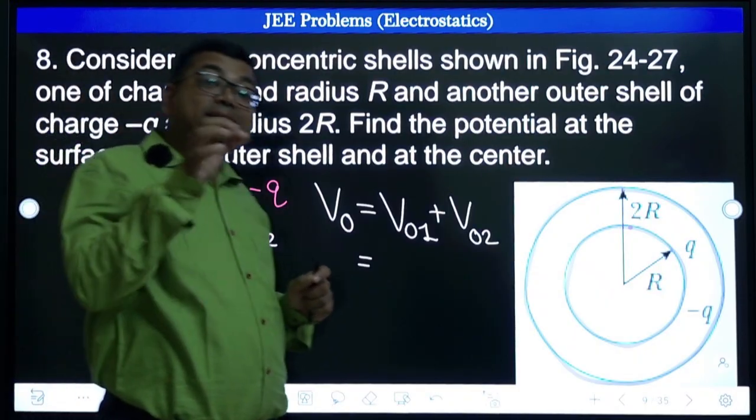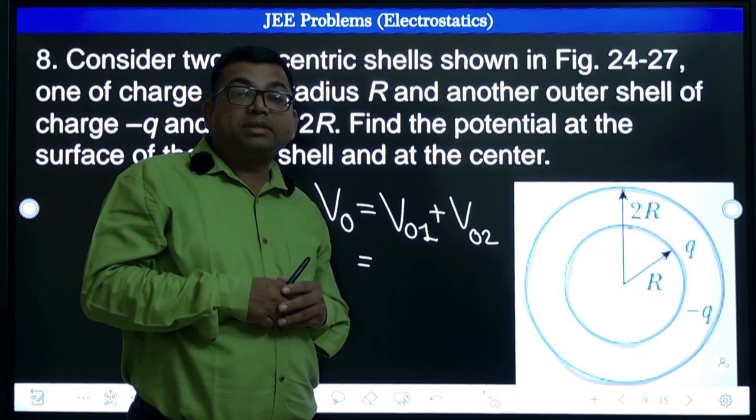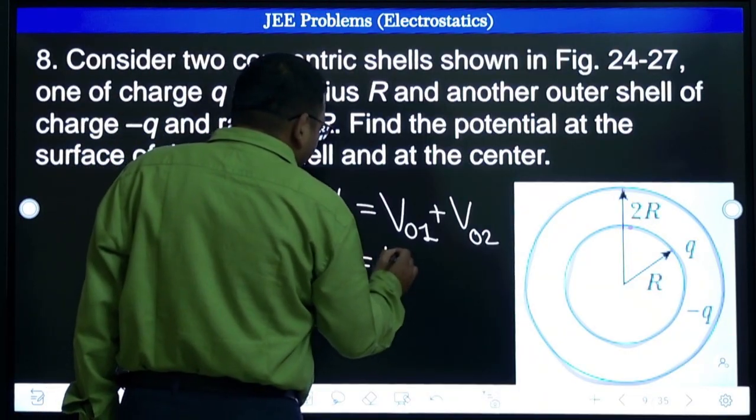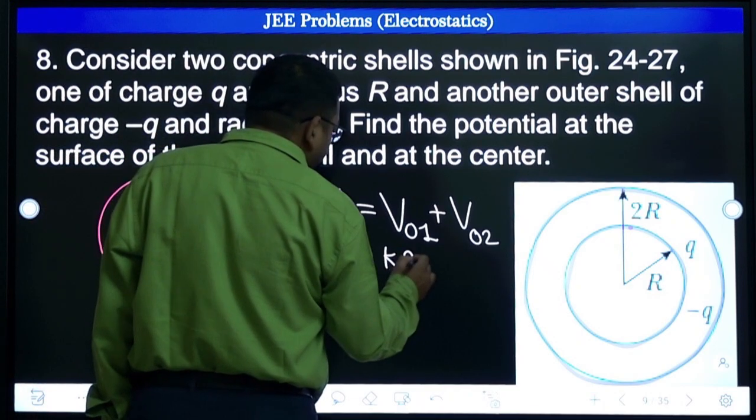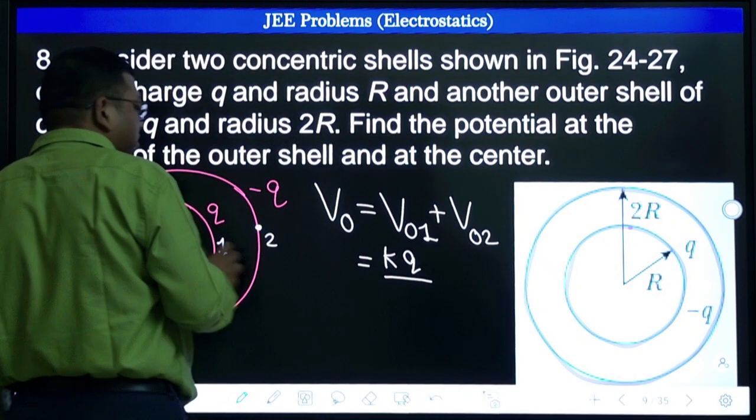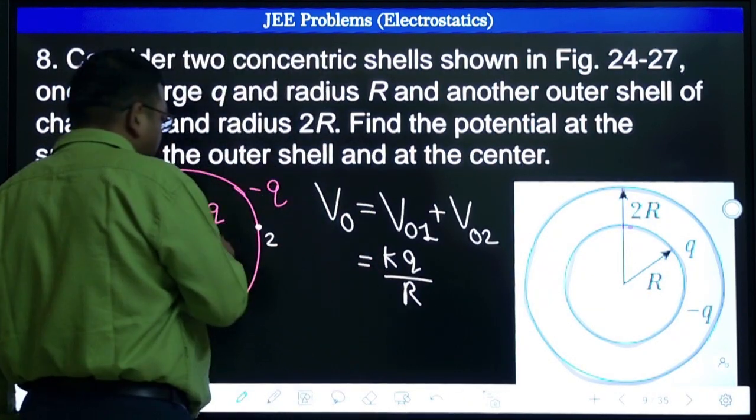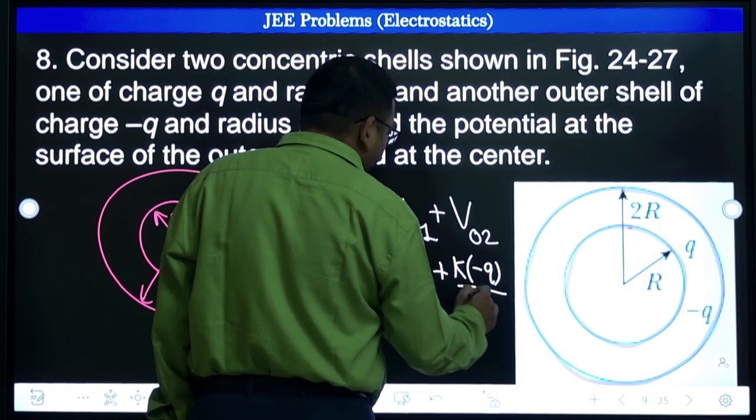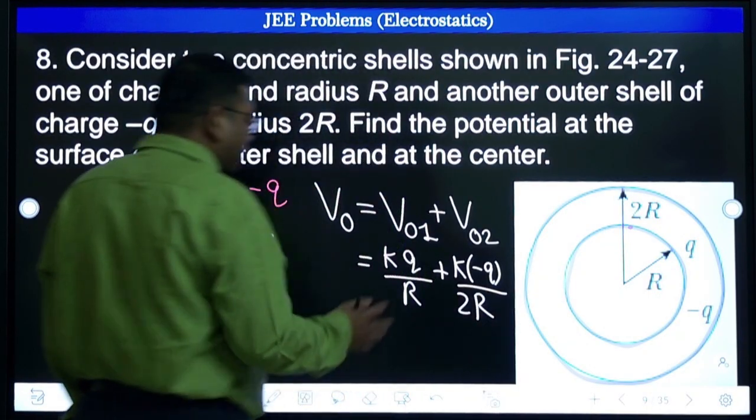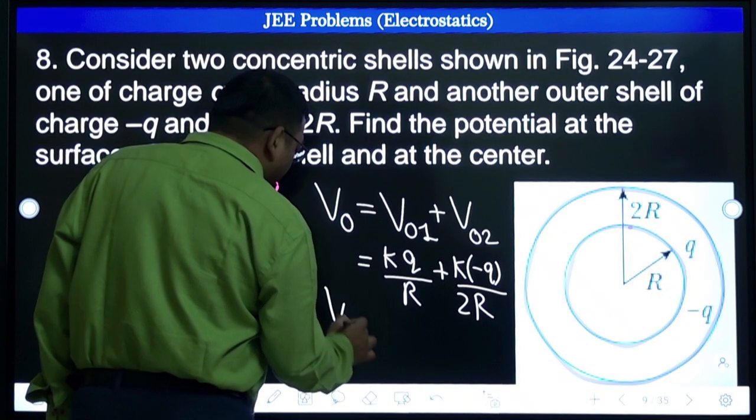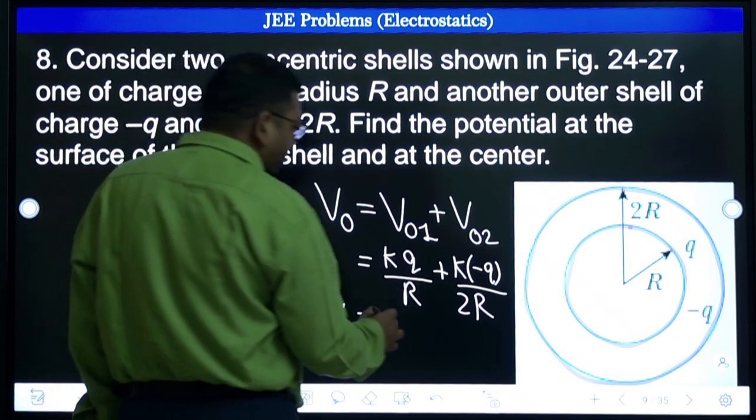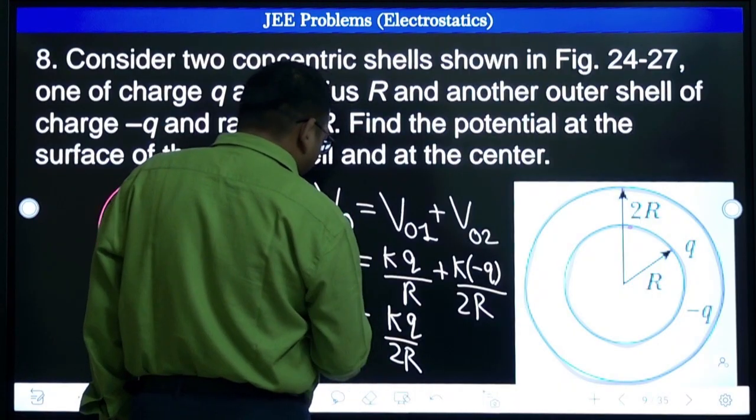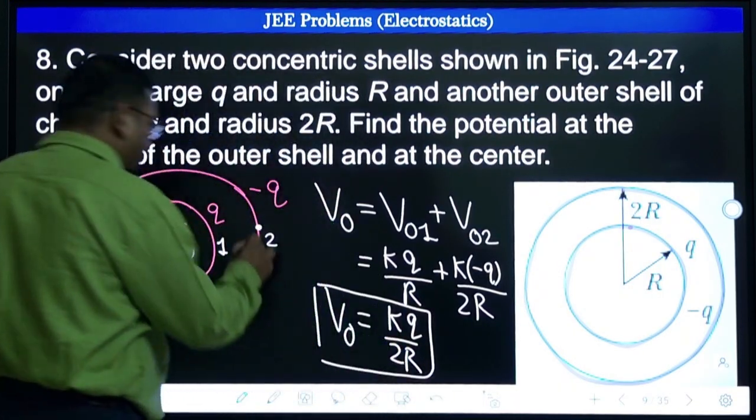For points inside, the potential is constant. So kq by r, simply you can write k. What is the charge here? The charge is q, so kq by R, where the radius is capital R. Similarly, the potential due to the outer surface is k times minus q divided by 2R. This radius is 2R. Let us solve this. This is the potential at the center. How much will this come? Half only will come, so kq by 2R. This is the answer.